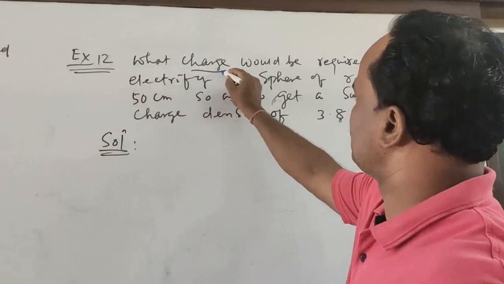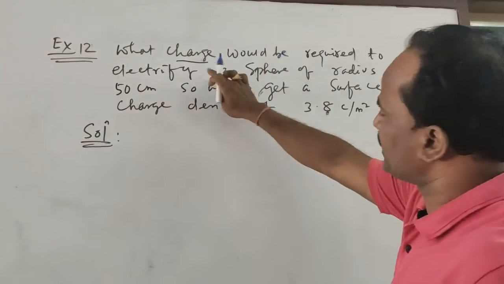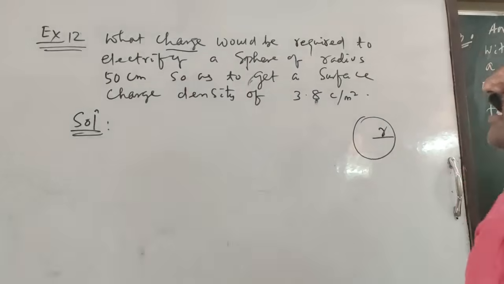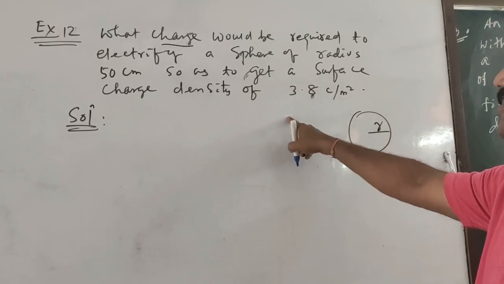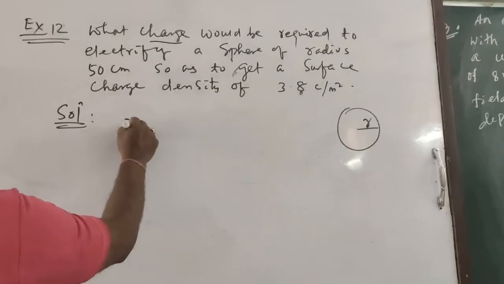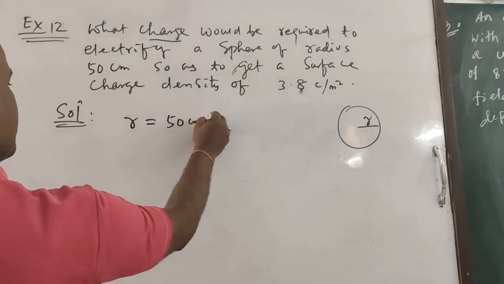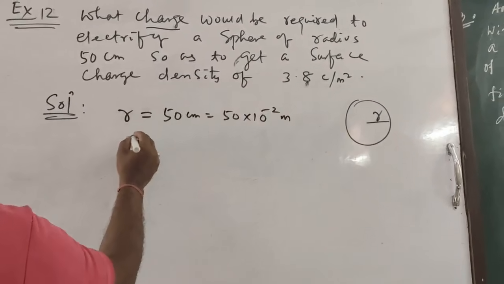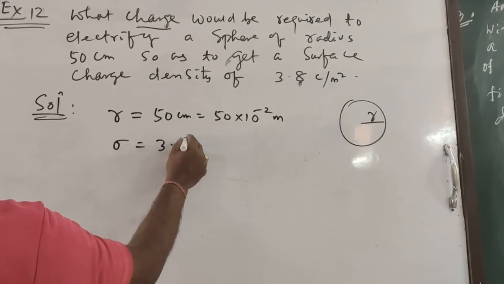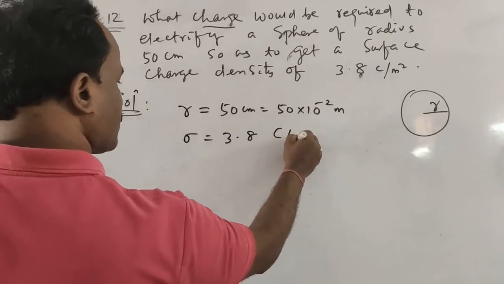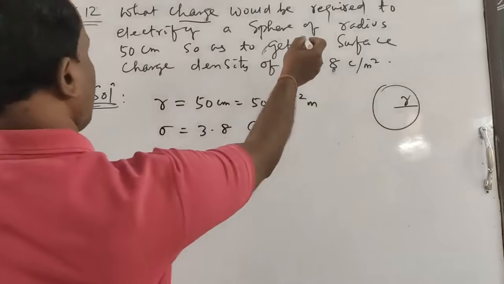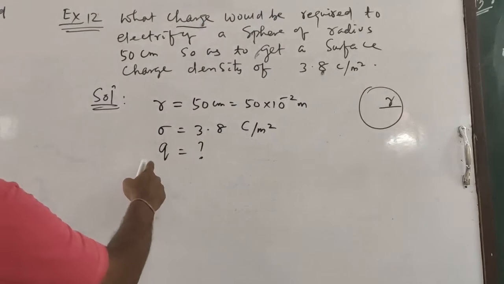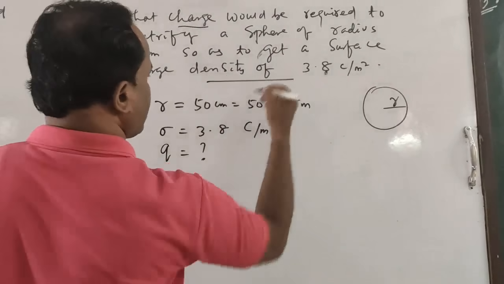What charge would be required to electrify a sphere of radius 50 cm so as to get a surface charge density of, keep in mind, the radius of the sphere is given 50 cm, 50 into 10 to the minus 2 meter, and the surface charge density of the sphere is given 3.8 coulomb per meter square. And what to find here? Charge.